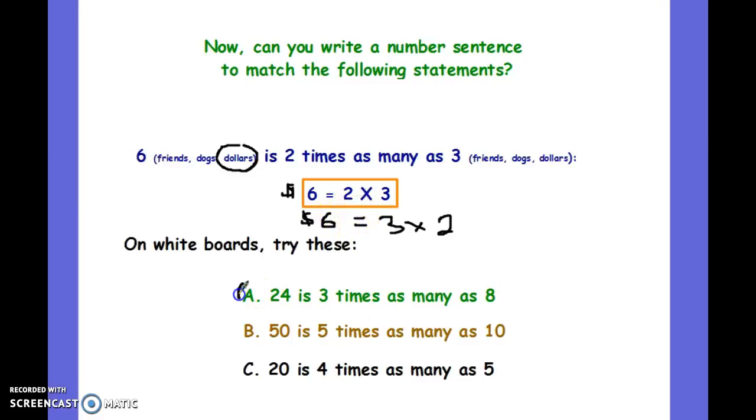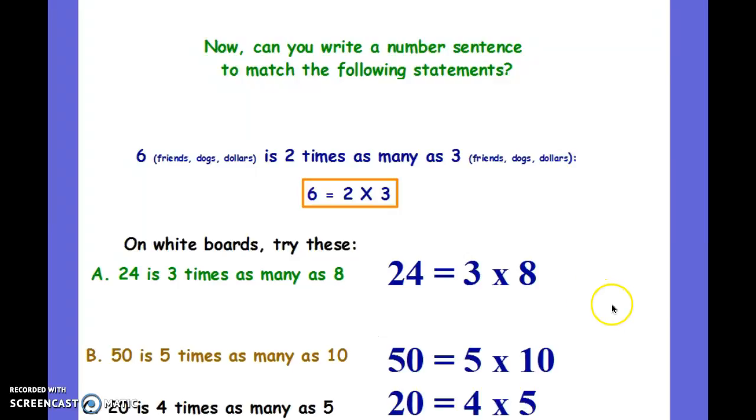So can you try these three out by pausing the video and again seeing, can you make 24 is 3 times as many as 8? Can you make 50 is 5 times as many as 10? And 20 is 4 times as many as 5? Try it out and then unpause the video. But first, pause it right now. The answers when creating the number sentences would be first, 24 is 3 times as many as 8. 50 is 5 times as many as 10. 20 is 4 times as many as 5.